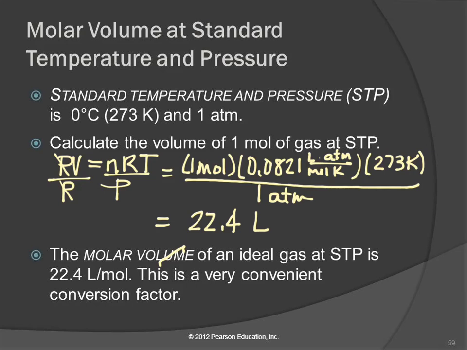I didn't actually have to calculate that because I knew what it was. It's called the molar volume of a gas. We've talked about molar mass. Molar mass is the mass of 1 mole. Molar volume is the volume of 1 mole. Now, the volume of 1 mole of gas is going to depend on the temperature and the pressure. But at STP, at standard temperature and pressure, the molar volume of a gas is 22.4 liters. That's the molar volume of any gas.